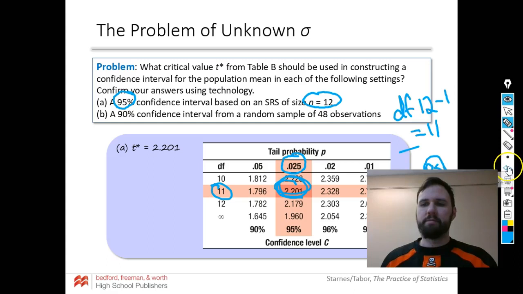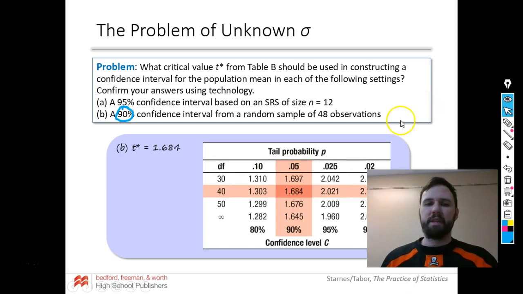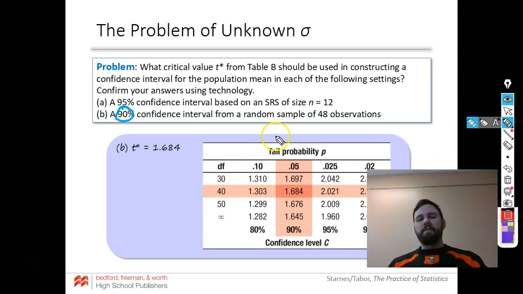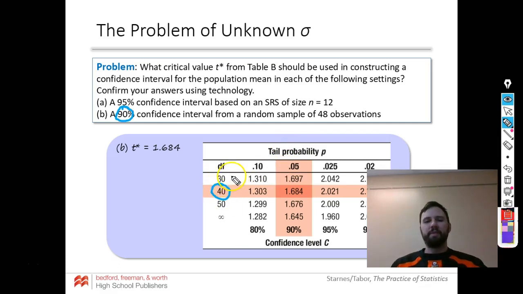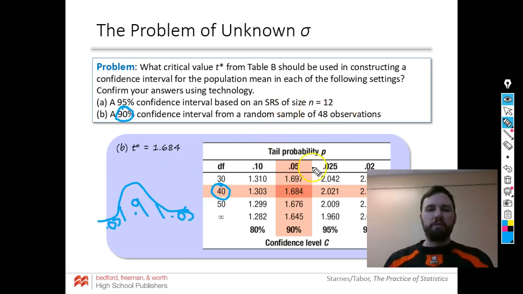Alright? Now for B, 90%, oh, I need to go forward. We're going to round. You always round down, because our table doesn't go up to 48. So our degrees of freedom is 40. 48 minus 1 is 47. It's in the 40s. 90% confident means that each tail has to be 0.05. Okay, and we put our 0.9 here. So when we do that, we get our t is 1.648.